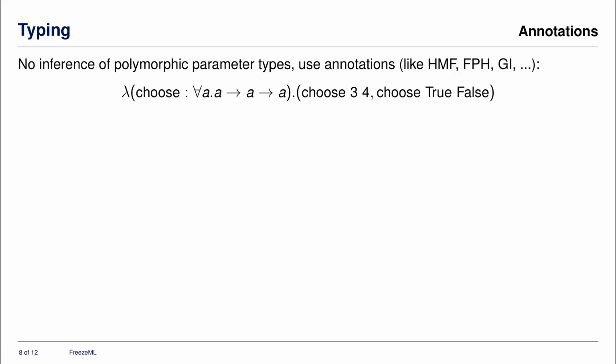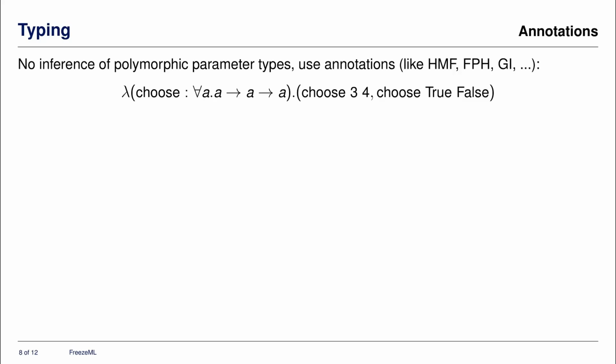One thing I haven't really talked about so far are type annotations. FreezeML never infers polymorphic parameter types for lambdas. This isn't really a controversial choice. For example, HMF, FPH, and GI are doing the same. But it means that if you want to write a function that takes an argument with quantifiers anywhere in its type, you need an annotation. For example, this lambda here that expects a polymorphic function choose that returns either its first or second argument.